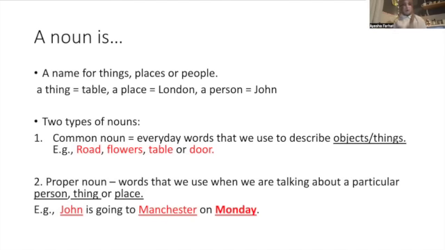For example, John is going to Manchester on Monday. Now, John is a person. Manchester is a place, but it's a particular place that we are talking about. And then Monday is a thing, a particular thing. We're talking about Monday. It's a particular thing that we're talking about.